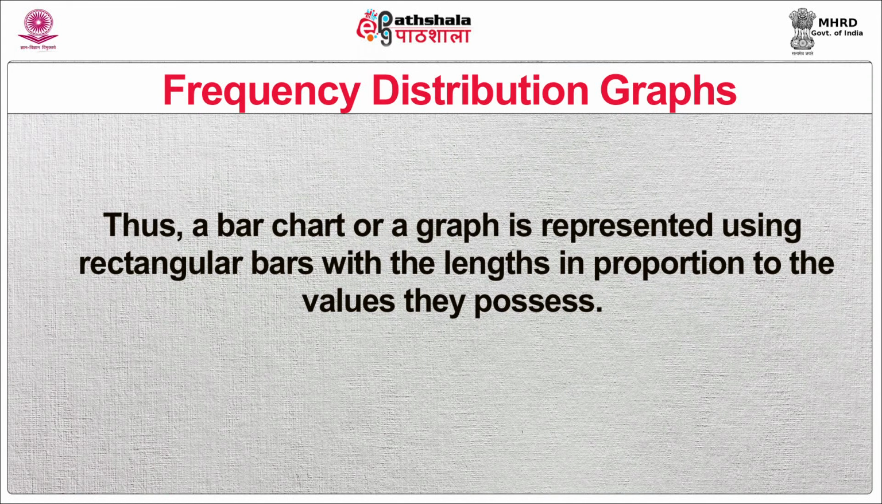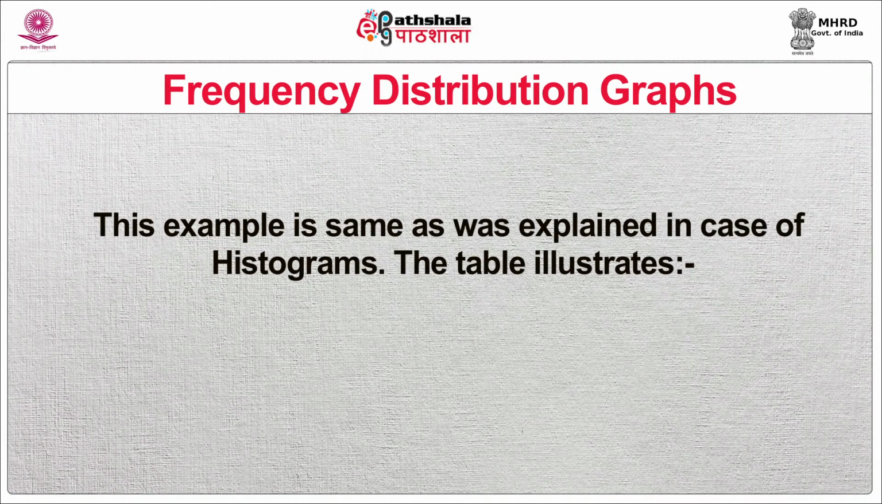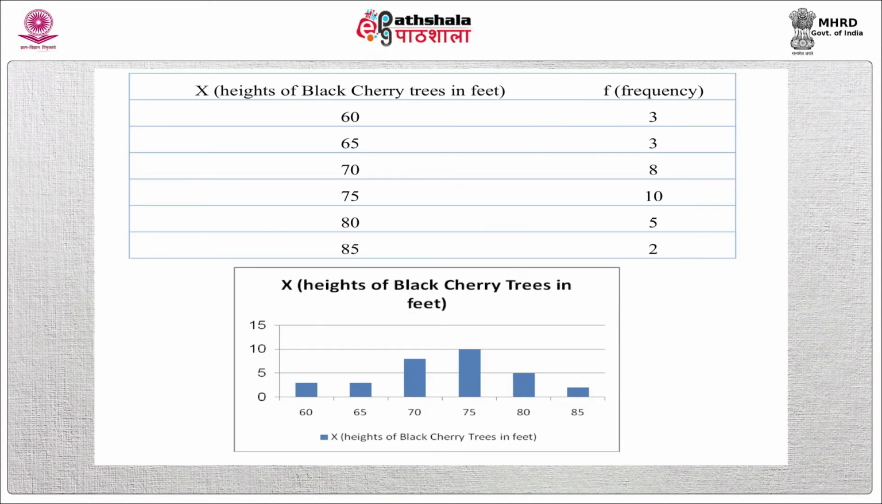Thus, a bar chart or graph is represented using rectangular bars with lengths in proportion to the values they possess. These bars can be represented either vertically or horizontally. This has been explained with the help of an example. This example is the same as was explained in the case of histograms. As you can see in the table, at the height of 60 feet, there are 3 trees. At the height of 70 feet, there are 8 trees. At the height of 85 feet, there are 2 trees. And you can see the bar charts. Here you can clearly see the gap between the rectangles.